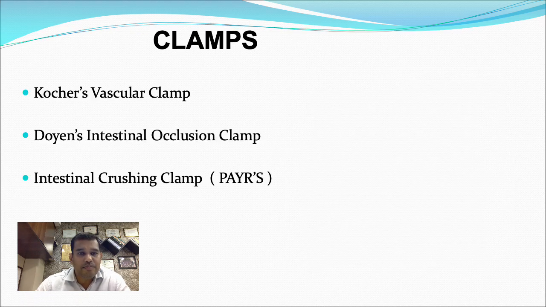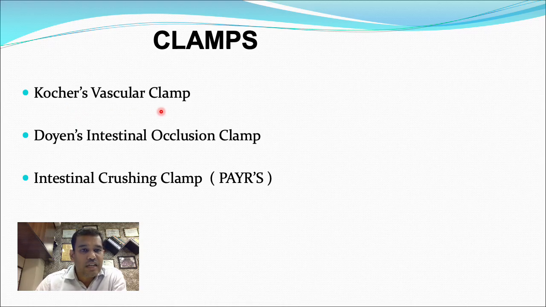Next is the clamp. There are various types of clamp: Cocker's vascular clamp, Doyen's intestinal occlusion clamp, and last is the intestinal crushing clamp, that is Payr's crushing clamp. These are various clamps. A clamp basically means to occlude luminal structures. This one is for vessels. If you want to occlude major vessels, use this Cocker's vascular clamp.